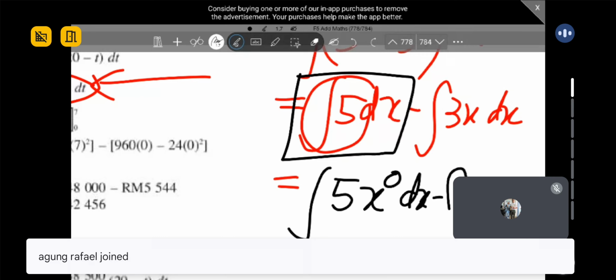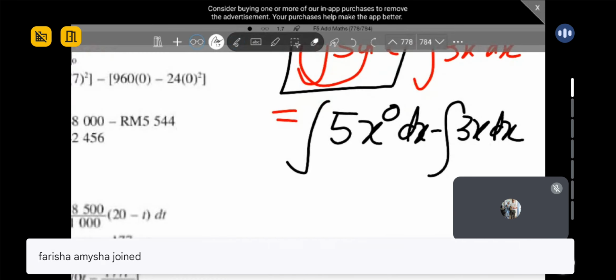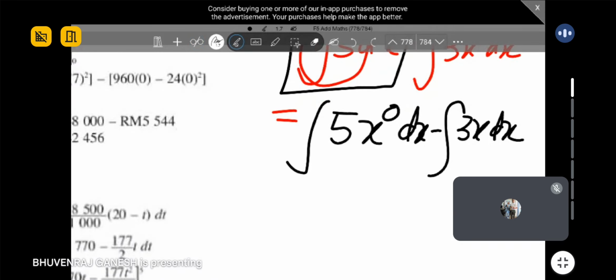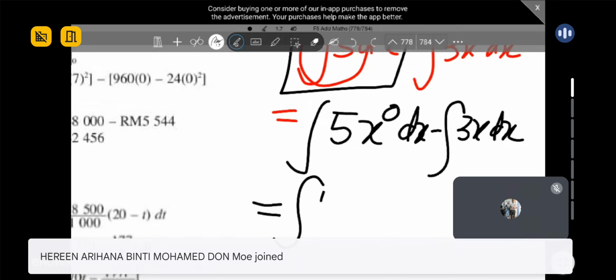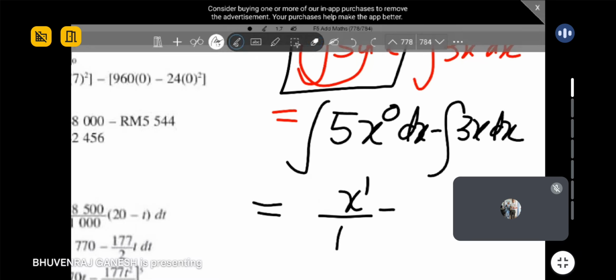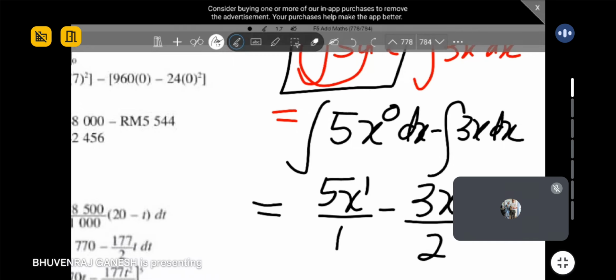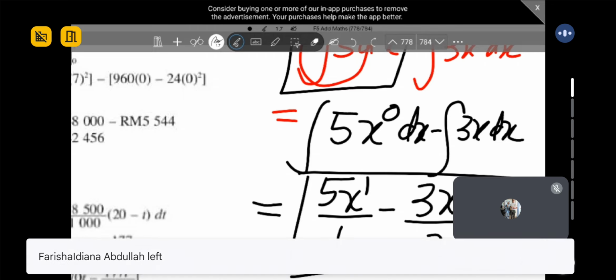Okay? 3x, as usual, is x to the power of 1. So integrate means power plus 1, divide by the new power. Power plus 1 divide new power. Sorry, I can't write the symbol yet. Okay, so power plus 1 divided by the new power, plus C. Okay, guys, so this is your answer.